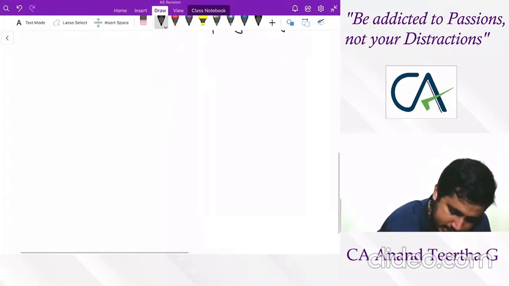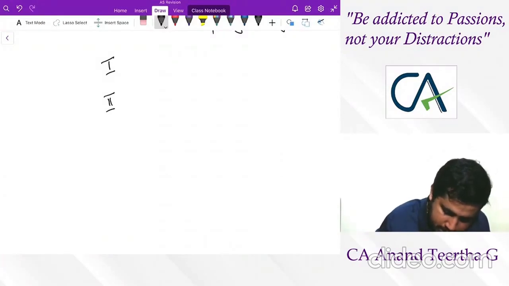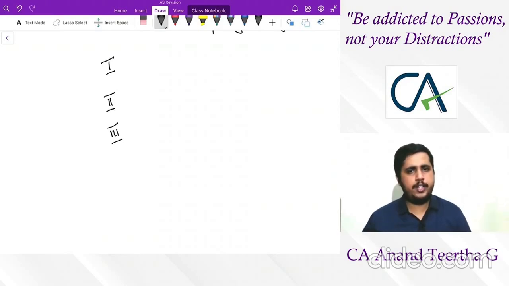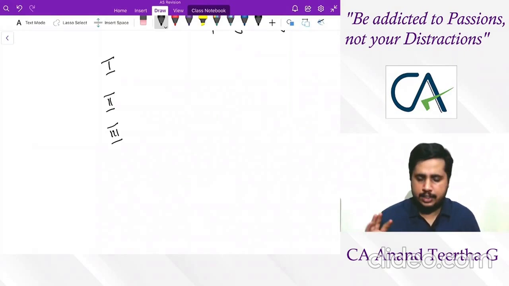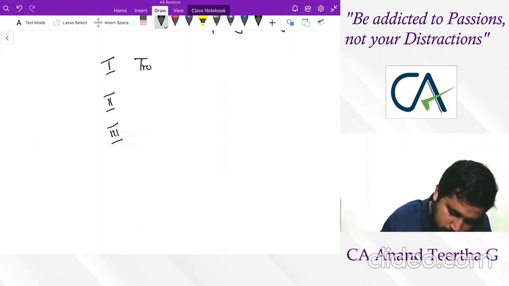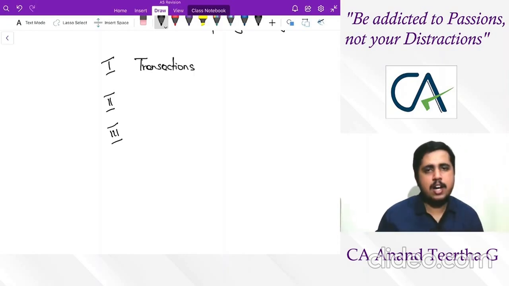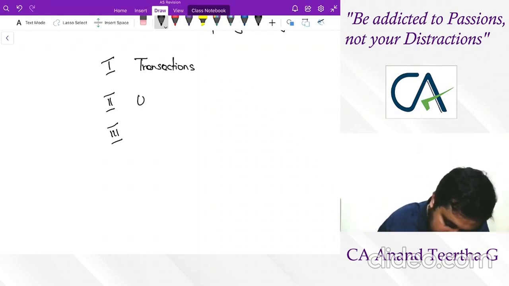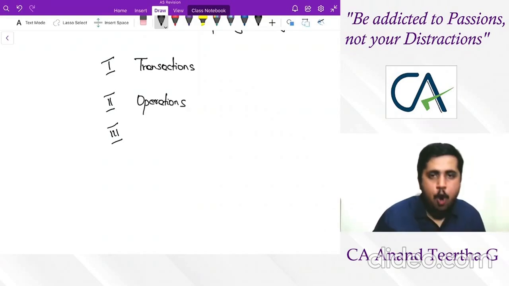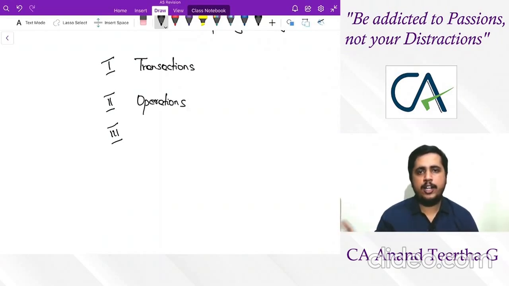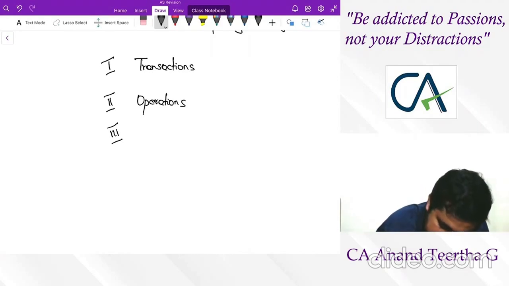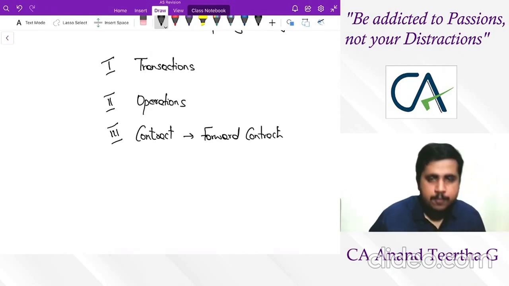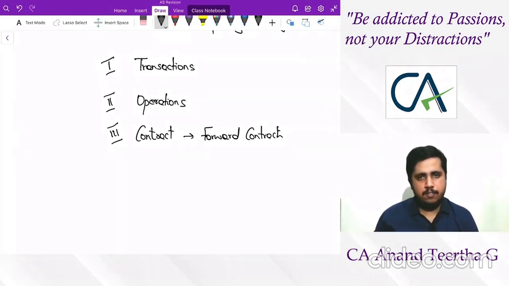The entire AS 11 will be divided into three major impact areas. There are some other terms also which we need to learn, which I will tell you over the course of our discussion. First is about transaction rules: if there is a foreign currency transaction, how it is supposed to be accounted for. Second is in relation to operations: if there are any operations of the reporting enterprise in a foreign country, how we are supposed to bring them in. Third is about contracts, specifically forward contracts. So these are the three major areas in which we need to discuss AS 11 and see its impact.